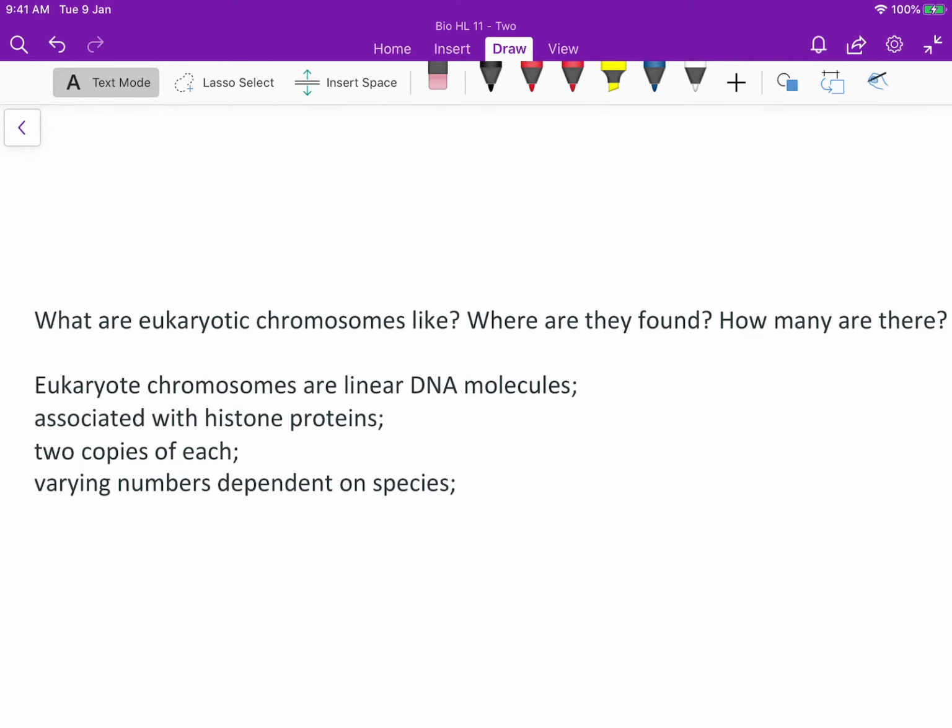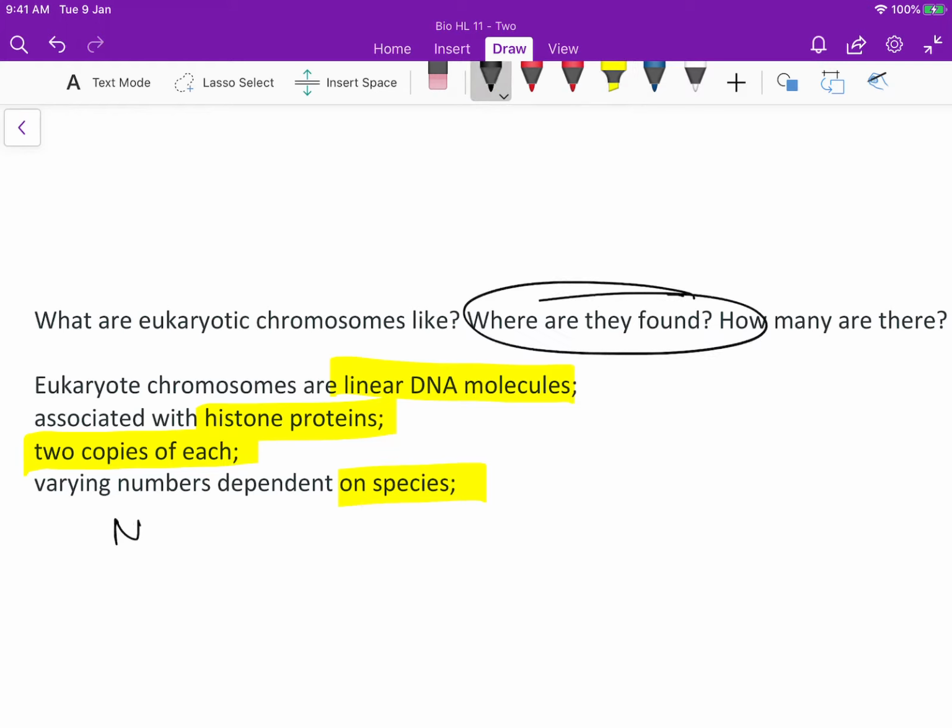So our quick summary for eukaryotic chromosomes: they're linear, straight DNA molecules associated with histone proteins. We have 2 copies of each chromosome. And so in humans we have 23 with 2 copies, giving a total of 46. And it varies depending on the species. Different species have different chromosome numbers. Where are they found? They're found in the nucleus, so they are membrane bound.